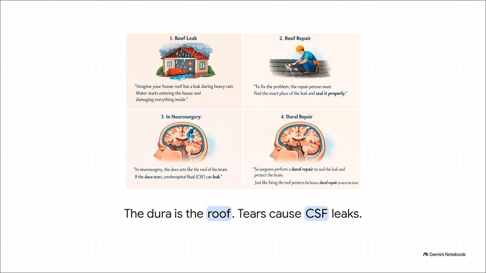In neurosurgery, the tough dura mater acts exactly like that waterproof roof for the brain. If the dura tears, say during a really complex skull-base surgery, cerebrospinal fluid, or CSF, starts leaking out. And just like that heavy rainstorm pouring into a living room, a CSF leak is a critical structural failure. The surgeon has to step in, find the exact tear, and create a completely watertight seal to fix it.